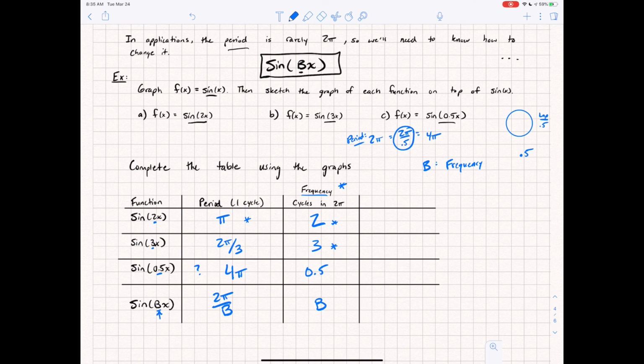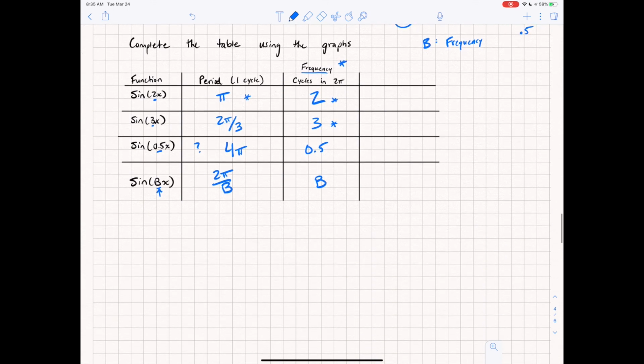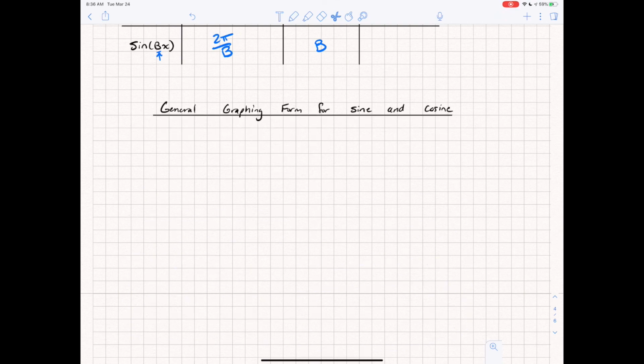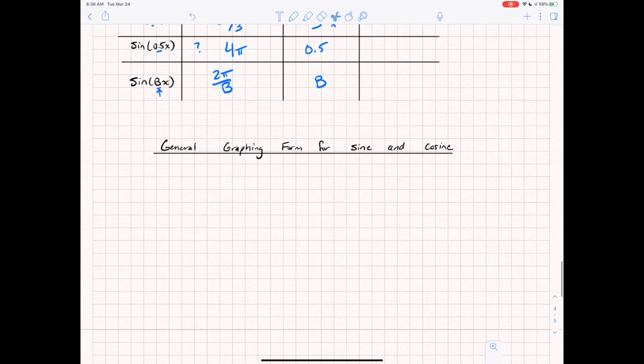This is how you horizontal stretch. And so in general then, I've got general graphing form here. I want to put all the information together into one single form. And it doesn't matter whether it's sine or cosine. All the variables are the same. So putting this all together, this is the graphing form for sine and cosine.